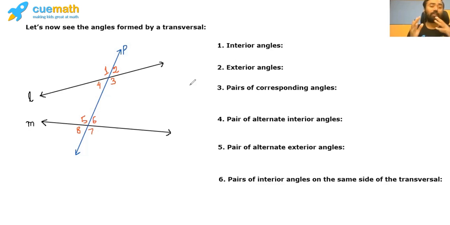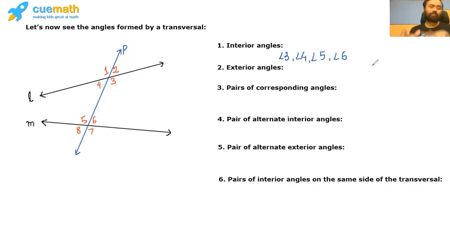Now, interior angles means the set of angles that must be present between the two lines. With that, I mean that the two lines are L and M. So whatever angles are present in the interior part of these two lines are called interior angles. So clearly we see that these angles are angle 3, 4, 6, and 5. So let's write the set of interior angles. They are angle 3, angle 4, angle 5, and angle 6.